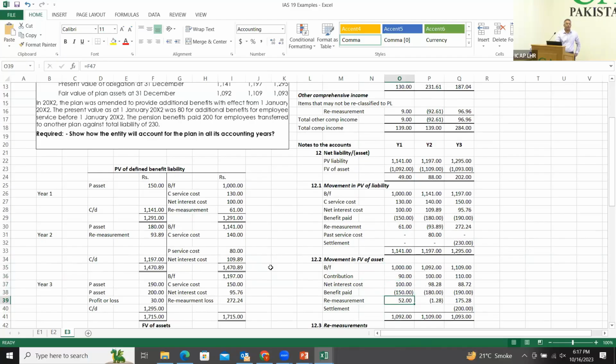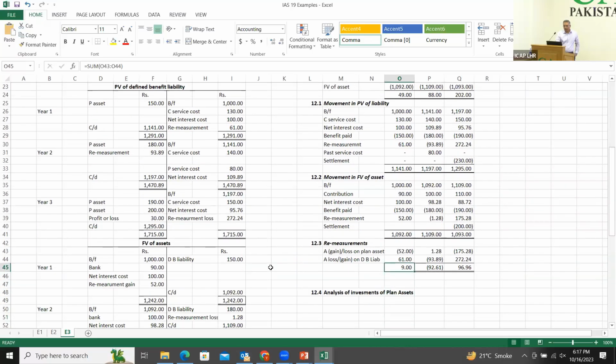That will be your remeasurement gain or loss. So here is your remeasurement. There is a gain on plan asset, and a loss on defined benefit liability. Offset with each other, there is a net loss.